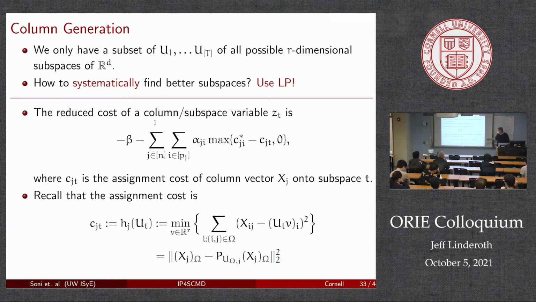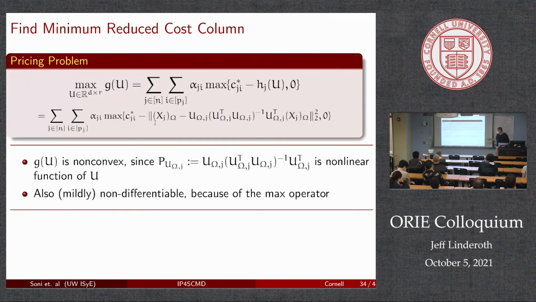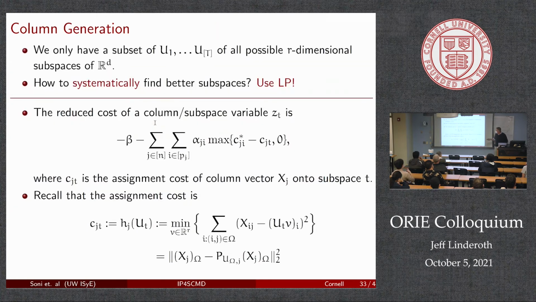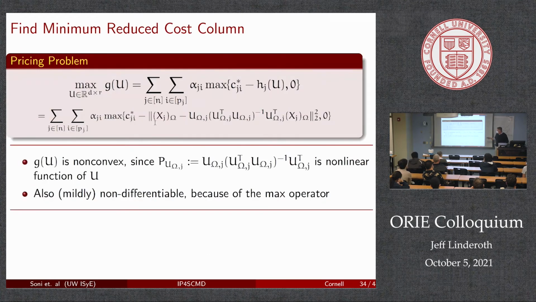But the c_jt, a lot of the notation isn't very good, of course is a function of the basis for the subspace you're considering. So we need to figure out how this thing depends on the subspace, or the basis for the subspace, that I'm going to add as a candidate. To do that, we need to remember how the basis matrix comes into the cost. Then we can write this all together. This is just a constant, so I want to maximize this thing, which is a function of U, which is this very complicated looking function.